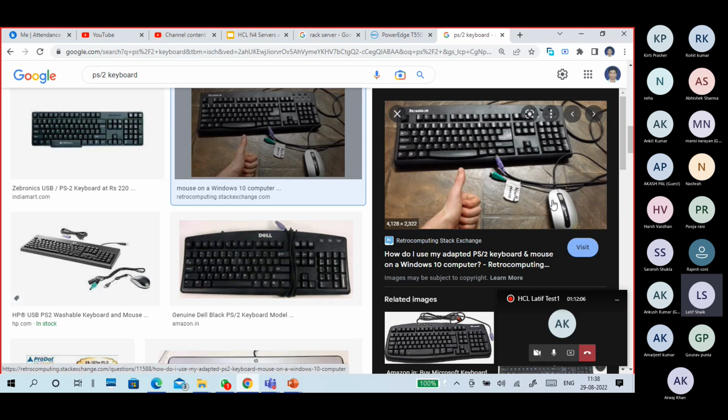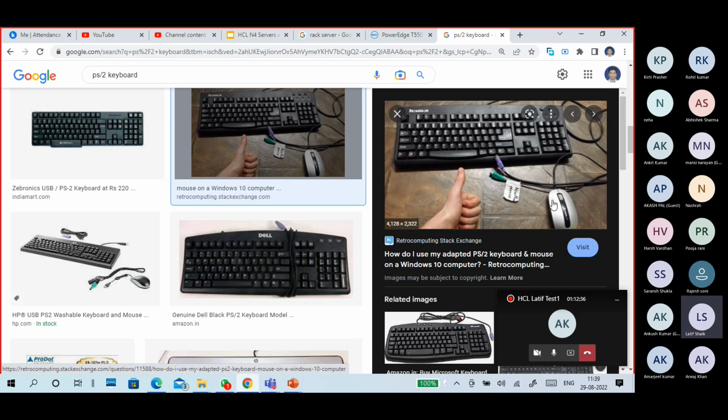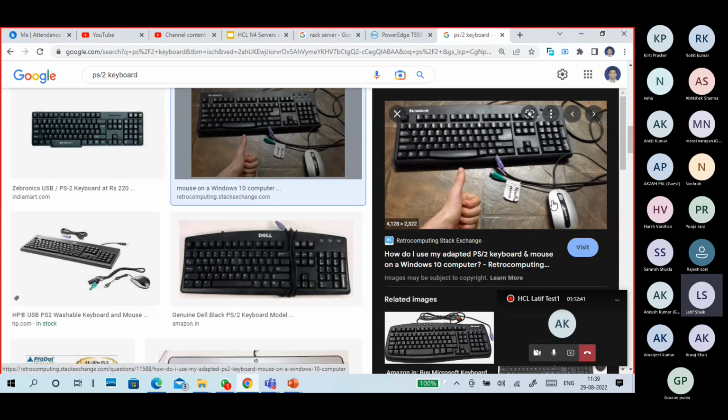The mouse cost is also around 350, more than 300, 400, 500, 600, a costly mouse. Later, the laser-based mouse and the LED mouse came, but at that time it was very dangerous. And of course, cheap mice also came because the China market had started opening up in India, around the time of Atal Bihari Vajpayee. So these cheap mice came into the market.